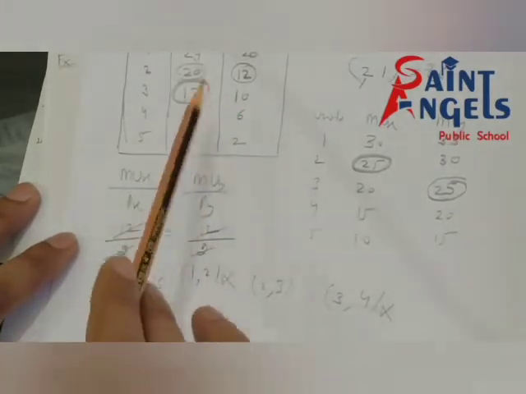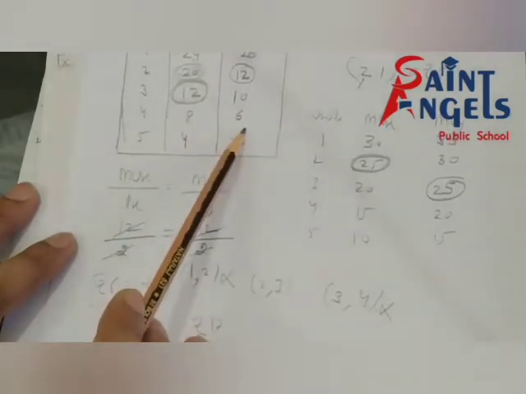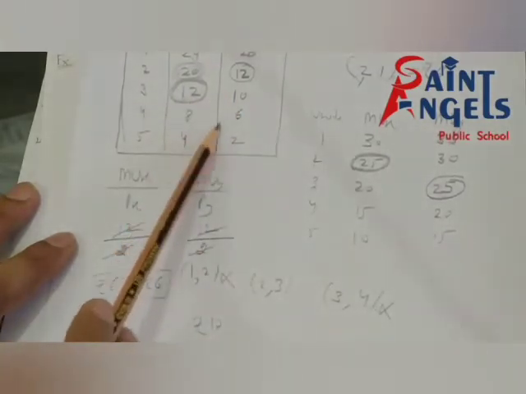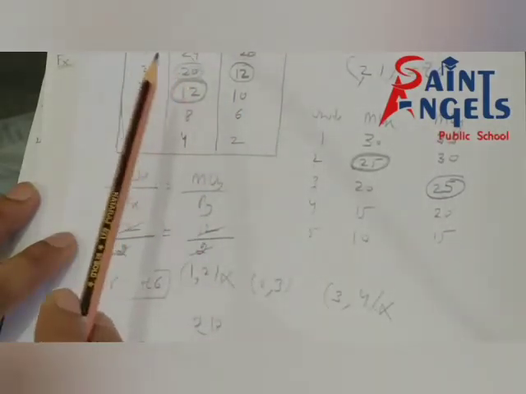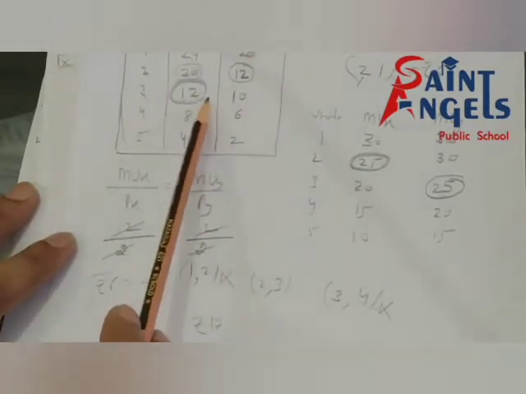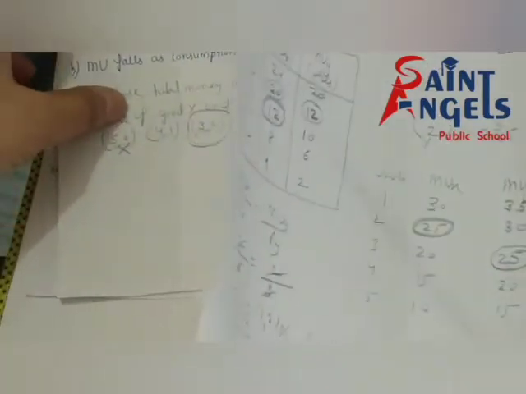Both are equal according to this example. I hope all of you have understood how we can make this type of table to show the concept of consumer equilibrium. See, take another table.